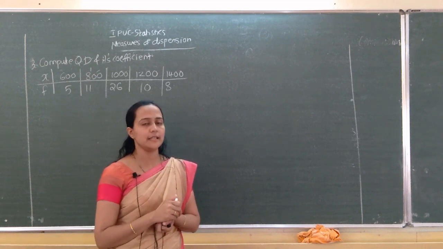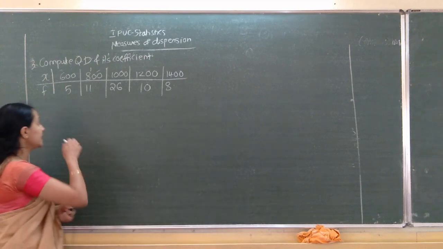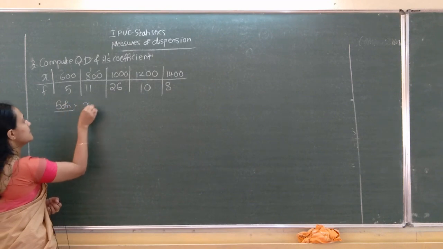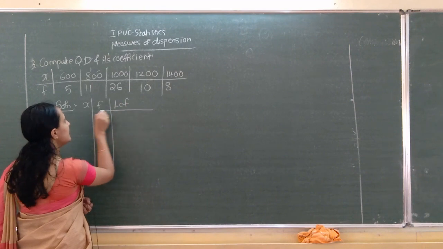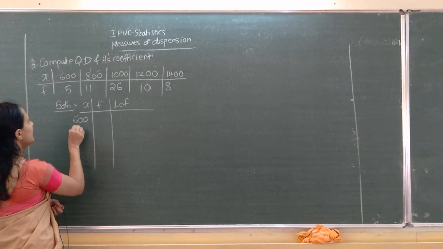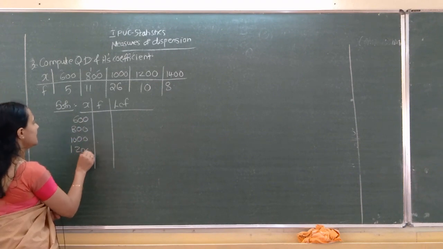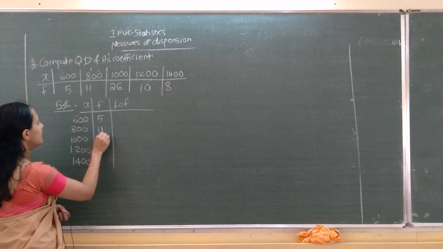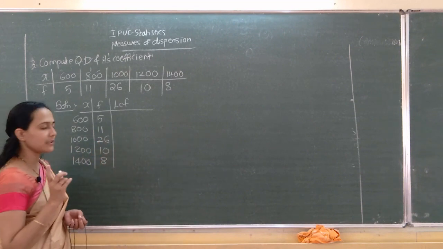First what we have to find? We have to find less than cumulative frequency for finding Q1 and Q3. So, first we have to find x values, f values will be there. X values are 600, 800, 1000, 1200, 1400. F values 5, 11, 26, 10, 8. First compute less than cumulative frequency.